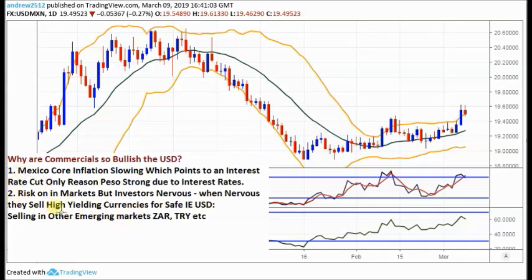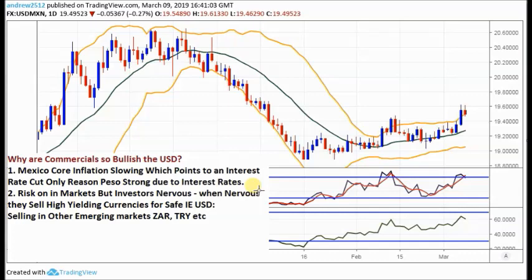Well, two key points in my view. Mexico core inflation is slowing, okay? If you look at the recent data, which points to an interest rate cut in Mexico. The only reason the peso is strong is due to interest rates. Really nice interest rate earning on the Mexican peso over the USD. So speculators have bought it to get that interest rate.